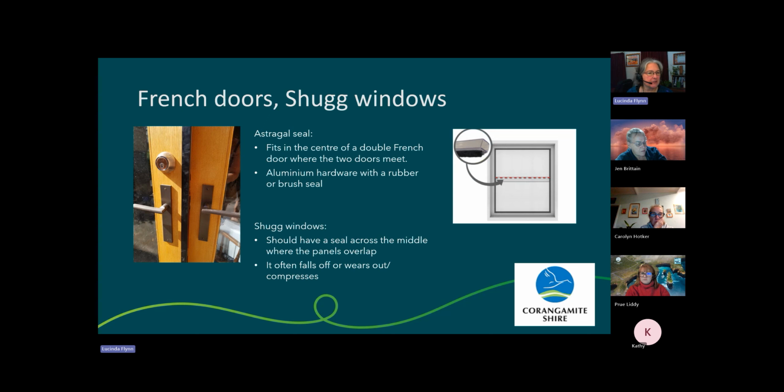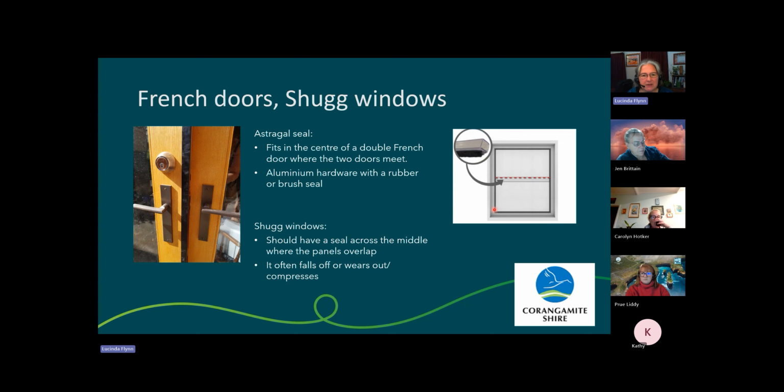Then you've got other types of doors, like French doors. There's a particular seal that goes in the middle of French doors. If anyone has them, you might notice there's seals for other things, but it's hard to get one that goes in that middle bit. And this one's called an astragal seal.